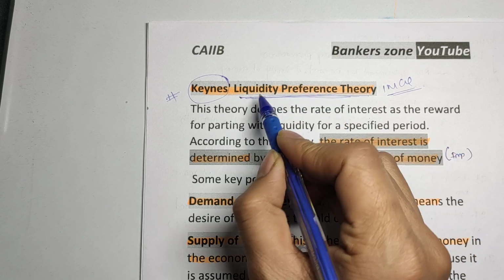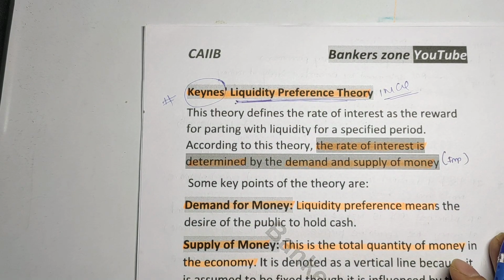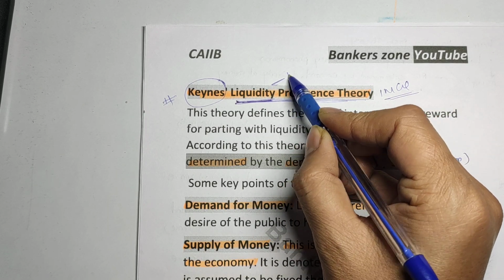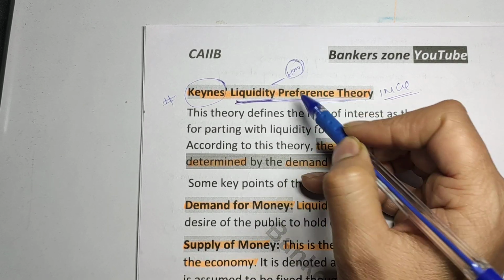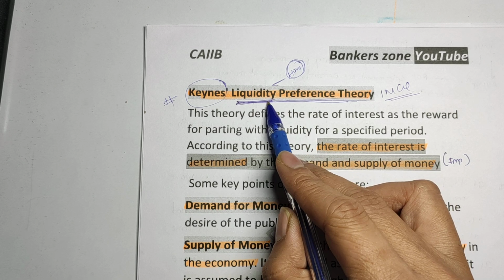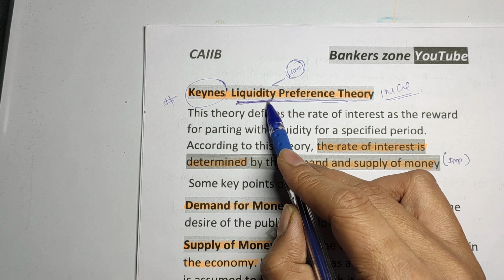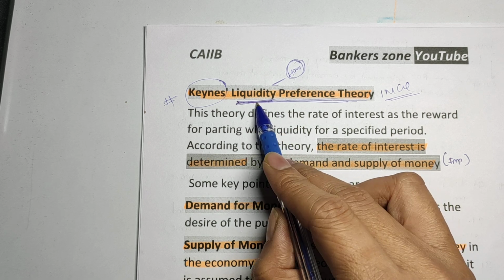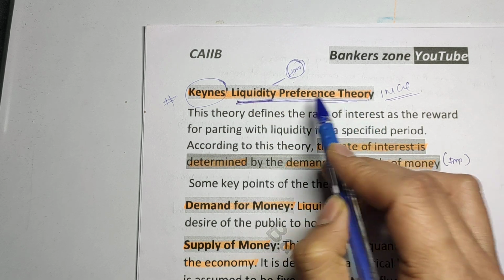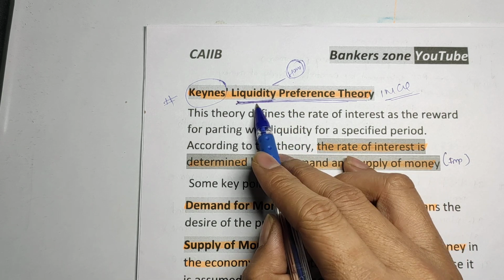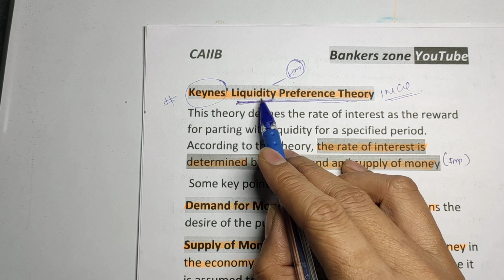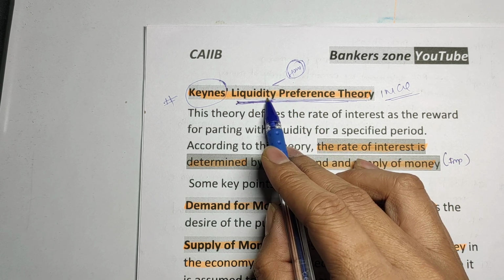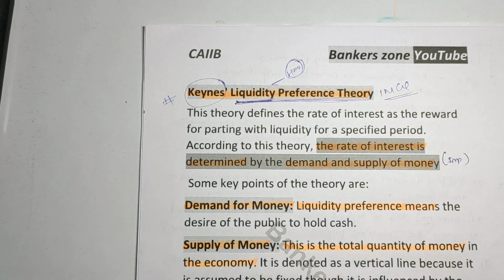See friends, what does liquidity mean? I have already told you in the previous many videos. Liquidity is nothing but how easily cash is available, how easily cash flows like a liquid. That means it should be available on instant demand. That means it should be liquid. That is the liquidity preference theory. According to Keynes, money should have liquidity, and based on that, Keynes gave some theory.